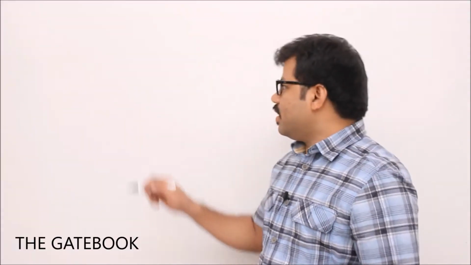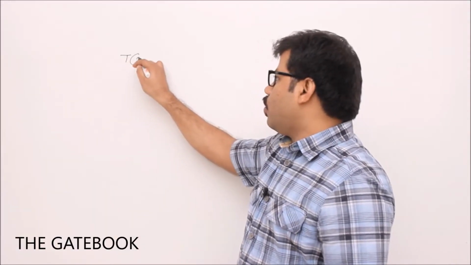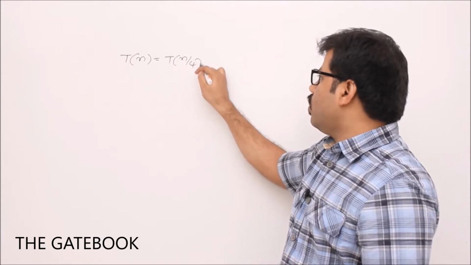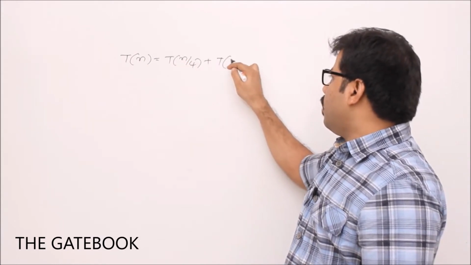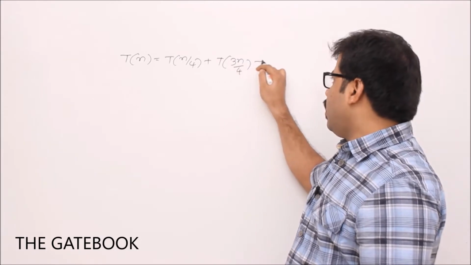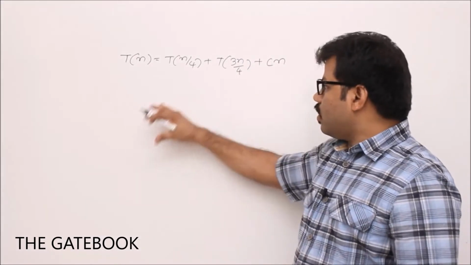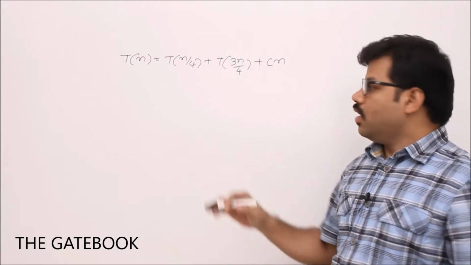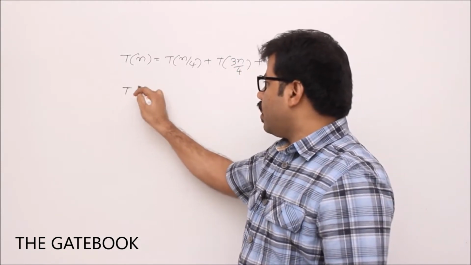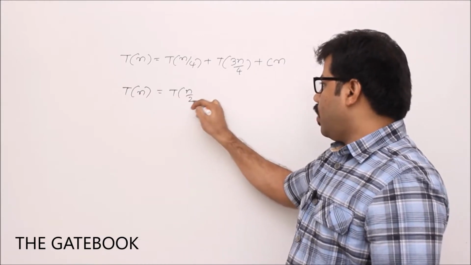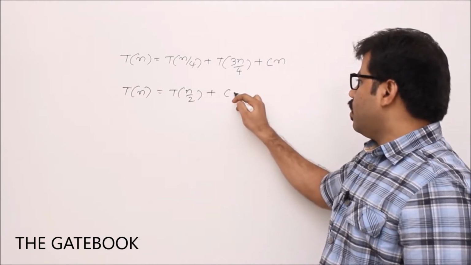See, the recursion tree method. Using that I am going to solve this one. Your recurrence relation is T of n equal to T of n by 4 plus T of 3n by 4 plus C into n, right? So what we do is we try to draw the tree for this recurrence relation. How I do it, I will tell you. Example, suppose your recurrence relation is like this: T of n equal to T of n by 2 plus some C into n.